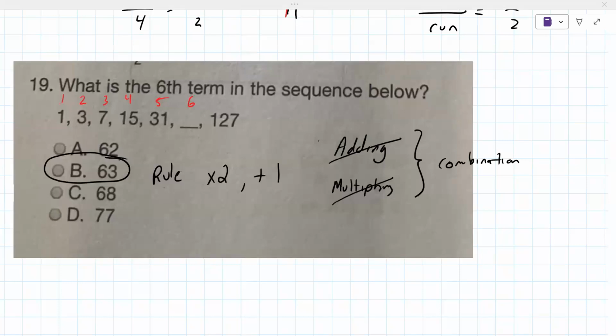All right. Any questions on that? Thoughts on that? Okay.